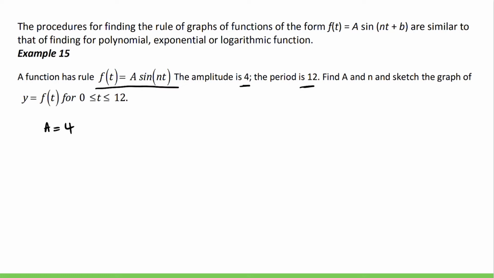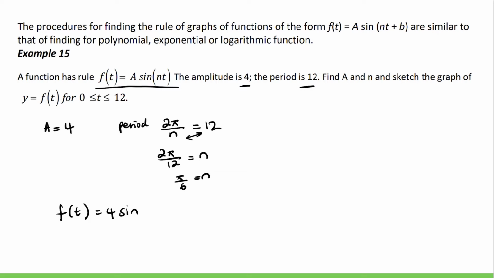Now here is a key error that people make. n is not equal to 12. It's the period that is equal to 12. Now what is the formula of the period? That's 2 pi on n, which would be equal to 12. Now we can go ahead and solve for n. So we can swap them, so that will be dividing by 12 and timesing by n. That means n is equal to pi on 6. So now that I have that information, I can write out my equation, which is going to be 4 sine pi on 6t. In terms of sketching the graph, this one should be a very straightforward graph to sketch.